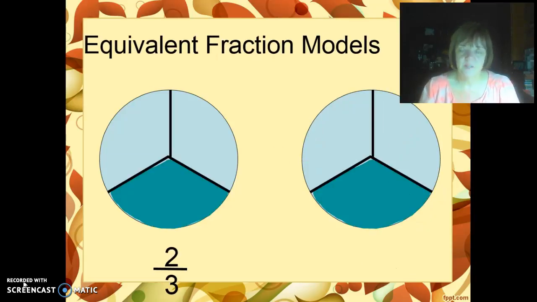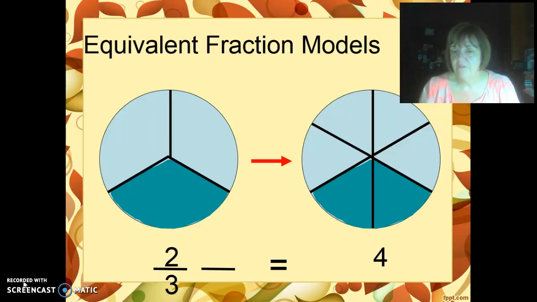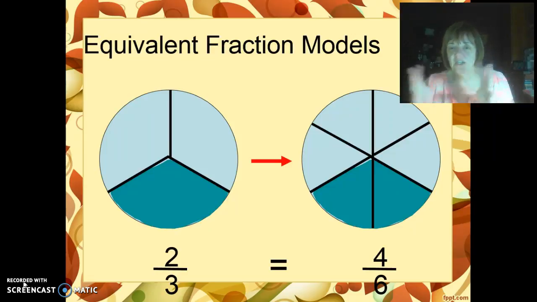All right, here's another example. We've got it cut up into 3 pieces, our circle. 2 of the 3 are in the light blue, but what happens if we cut up our circle into some more pieces? Now how many do we have? We have 6 altogether. How many are in the light blue? There are 4. So as you can see, we're not changing our amounts. We're just changing how we represent it. We're cutting it up into more pieces.